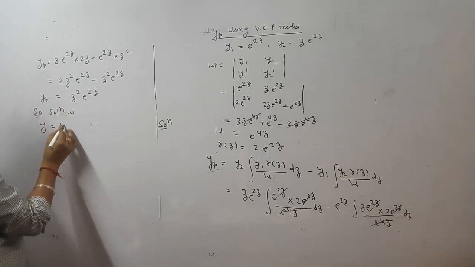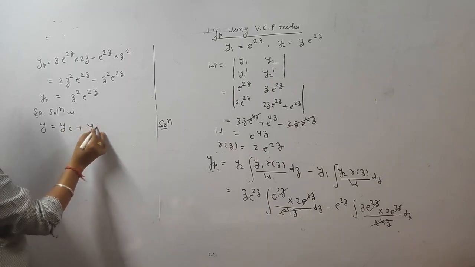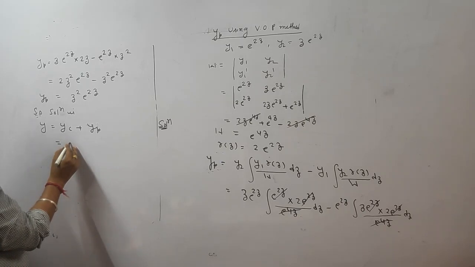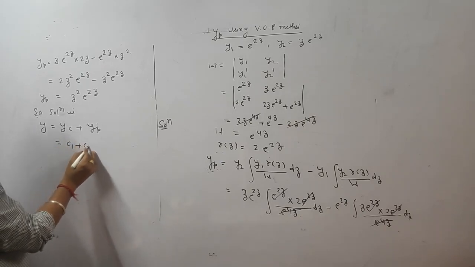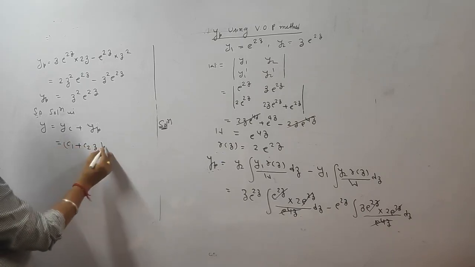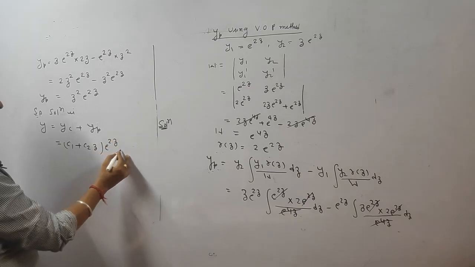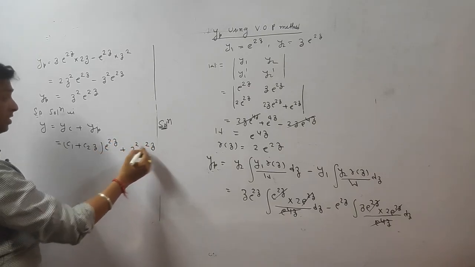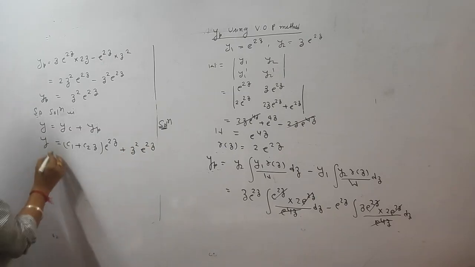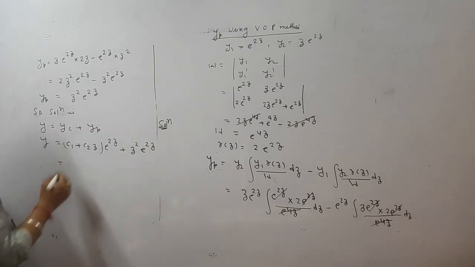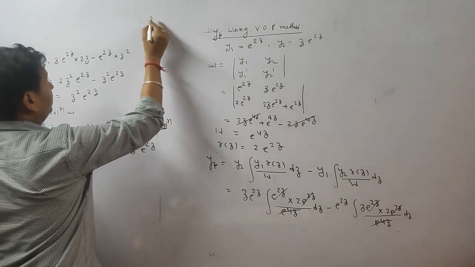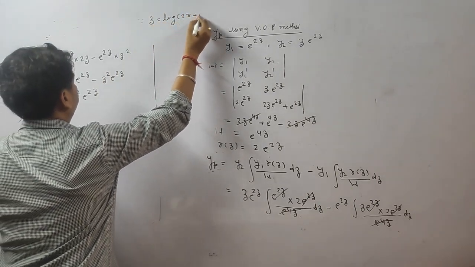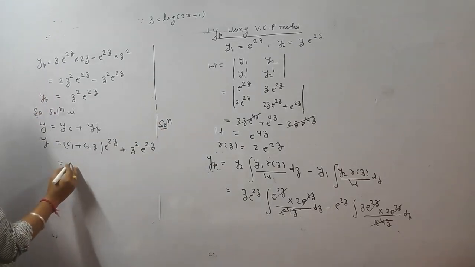So solution is y is equal to yc plus yp. What is yc? yc already we calculated, that is c1 plus c2z e to the power 2z. What is yp? Z square e to the power 2z. This is in terms of z, so you have to write in terms of log x. So what we have chosen, z is equal to log 2x plus 1. Just you put the value.